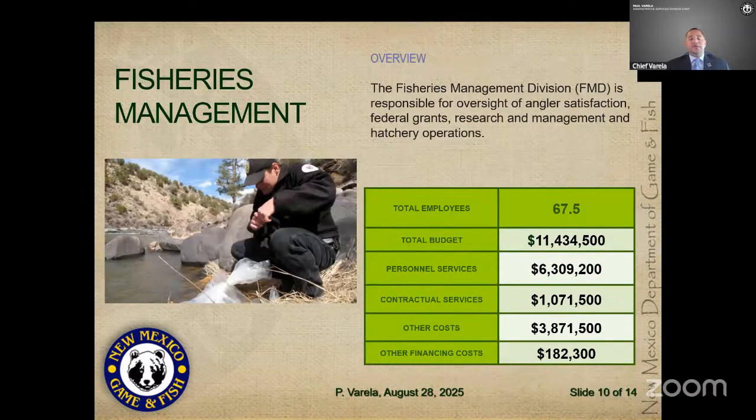The next division is our Fisheries Management Division, which is responsible for oversight and angler satisfaction. It's also research and management of our hatchery operations. There are 6 hatcheries spread throughout the state. This budget supports 67.5 full-time equivalents. The total budget is 11.4 million, 6.3 million in personal services, 1 million in contractual services, 3.8 million in other costs, and 182,300, which I mentioned before, is a transfer to the Office of the State Engineer.